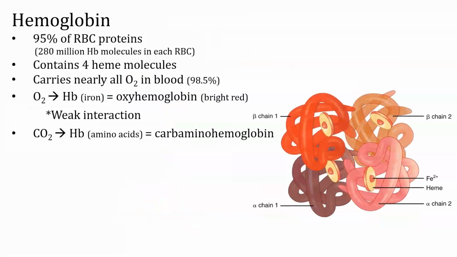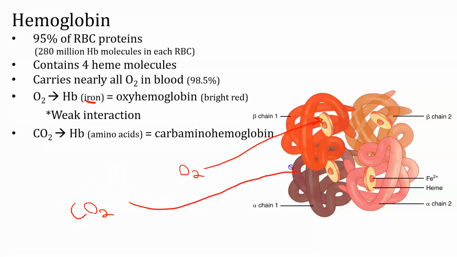Okay, another quick note here is that CO2, interestingly enough, also binds to hemoglobin. Except CO2 doesn't bind to the iron like oxygen does. Remember, oxygen goes and binds to the iron of the heme. CO2 instead will bind to the amino acid part, so the globular parts of the protein. And that's going to form a compound which we call carbaminohemoglobin.